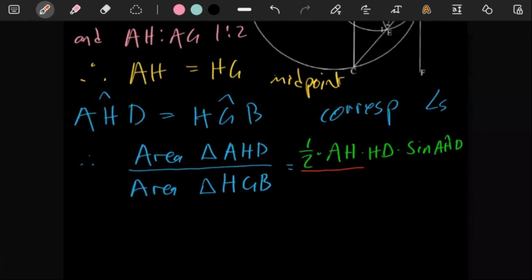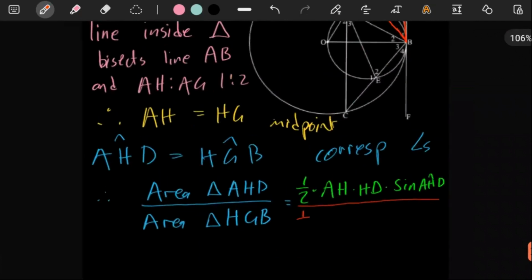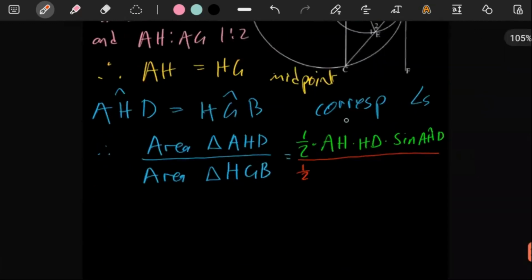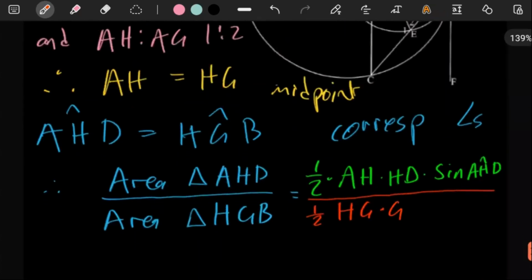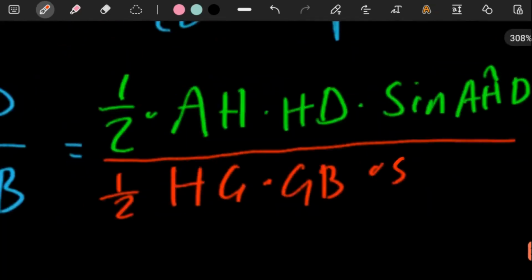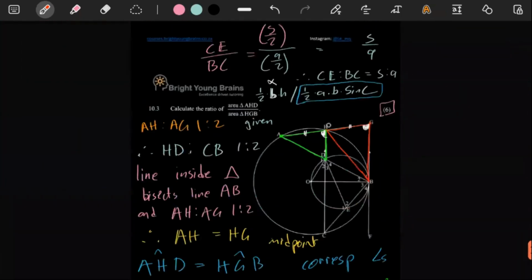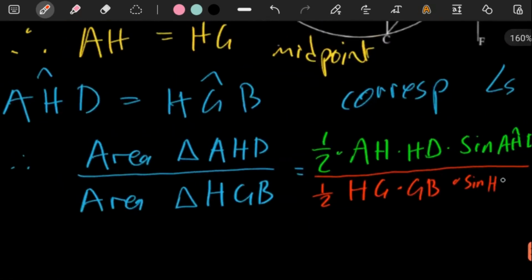The area of the triangle HGB is going to be a half, and then the one side that we have there is HG, multiplied by GB, multiplied by sine of the angle there. This angle here we called HGB. So let's put here HGB.